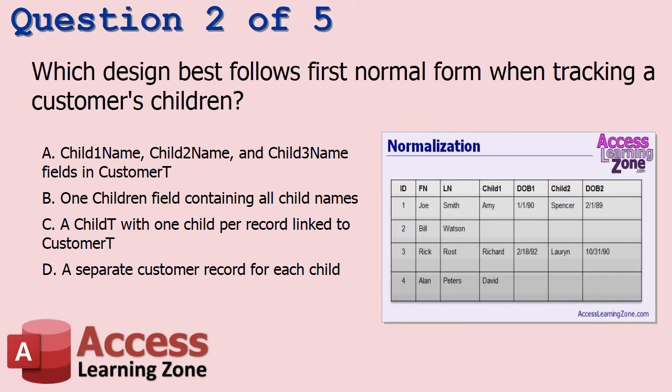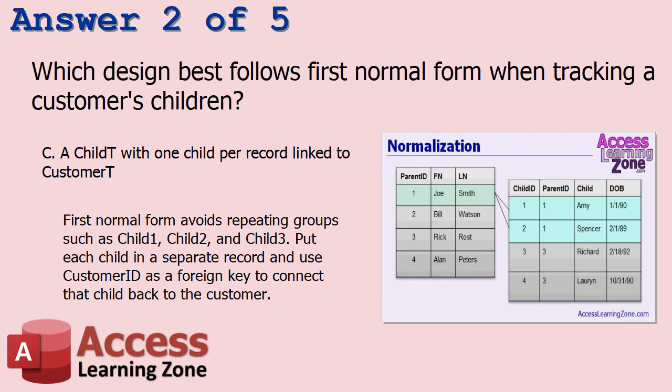Question 2. Which design best follows first normal form when tracking a customer's children? A, you want child 1 name, child 2 name, child 3 name fields in the customer table. B, you want one children field containing all the children's names. C, a child T with one child per record linked to customer table. Or D, a separate customer record for each child. That's going to be C, a child T with one child per record linked to the customer table. You got 2 kids, 2 child records. You got 16 kids, you got 16 child records.